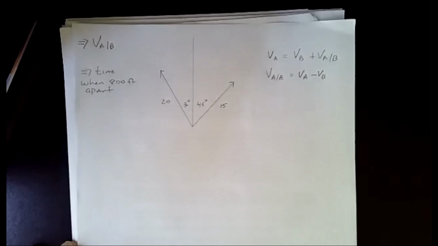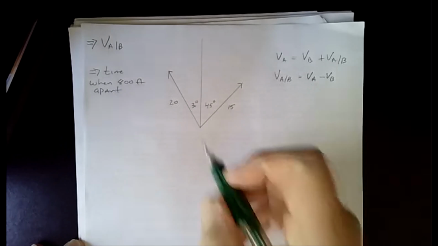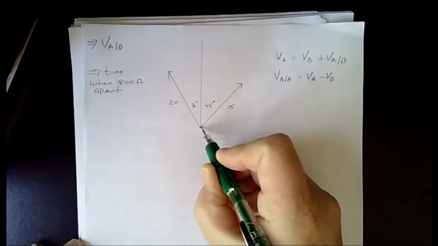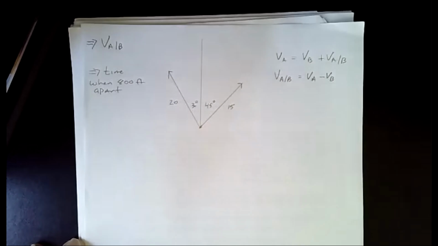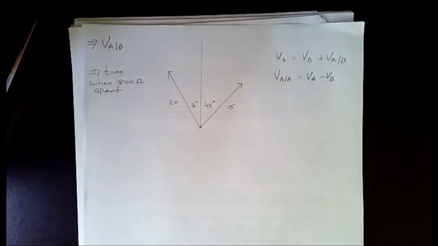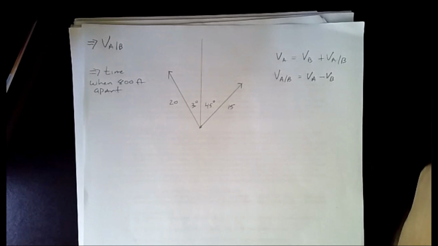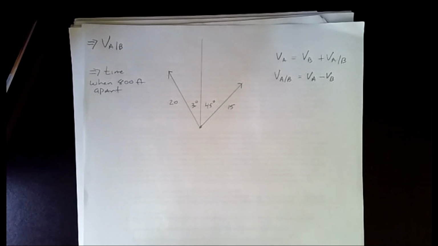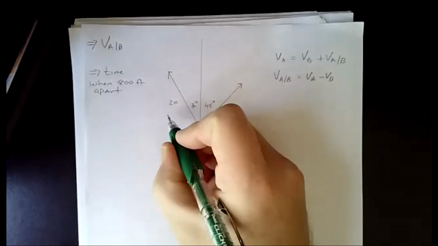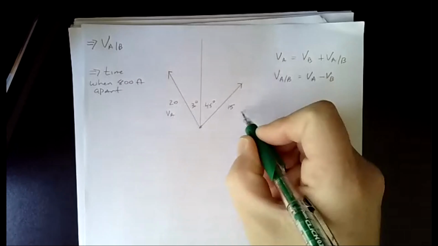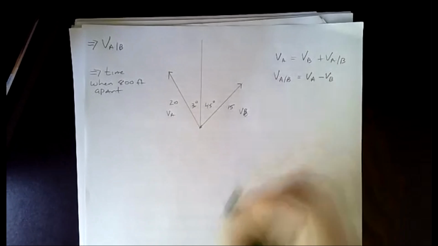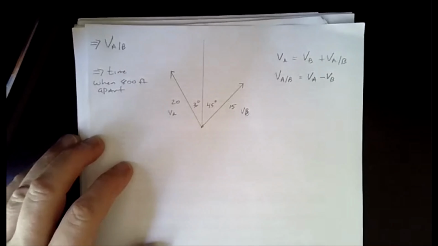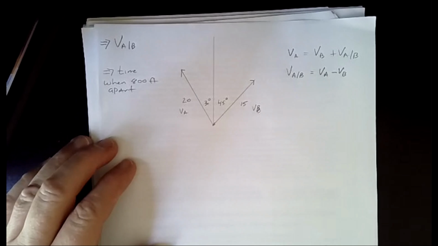So this is what this looks like. We know that both boats left at the same point here. One's going this way, one's going that way. And so we're going to call this VA over here, and this is VB over here. Sorry if it's a little blurry. So let's just draw out what VA is.